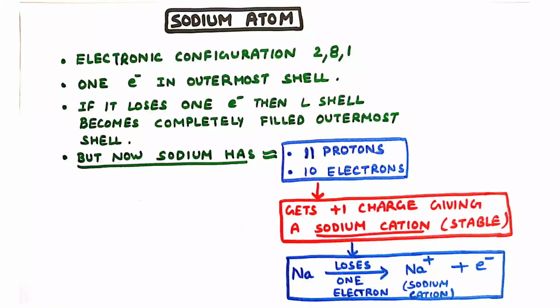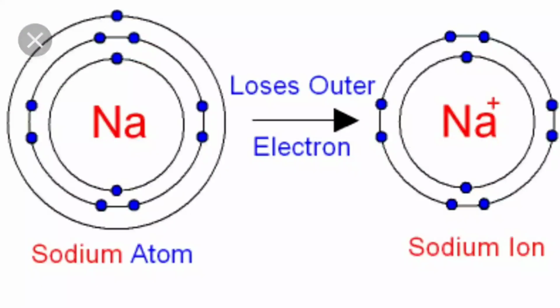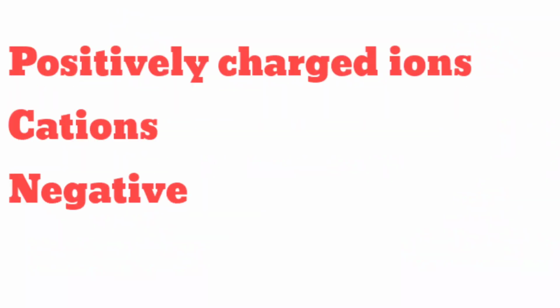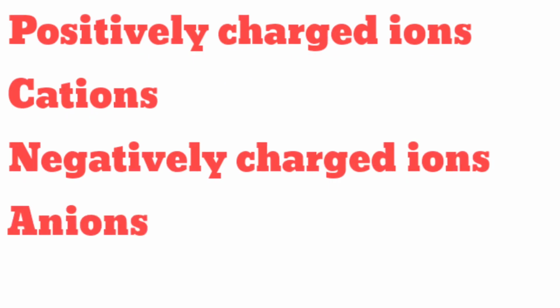But now one thing has changed. As sodium has lost 1 electron, it has 11 protons but only 10 electrons. Now as you know, one proton has a plus 1 positive charge and 1 electron has a minus 1 negative charge. So the 10 electrons will cancel the charge of 10 protons, but a plus 1 positive charge will remain. So we get a plus 1 charge on the sodium atom, giving us a sodium cation, which is stable in nature. The positively charged ions are known as cations and negatively charged ions are known as anions.